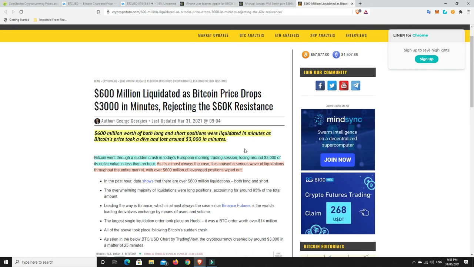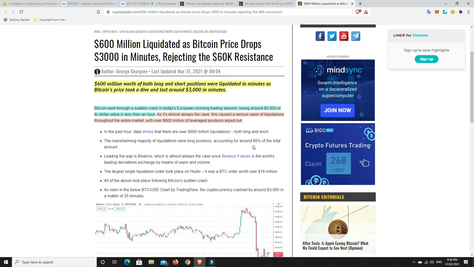All right, last but not least. So the flash crash that we just had, I do think there's definitely some manipulation going on there. I think the miners, some whales most likely, and some exchanges have probably got together and boom, just wiped out a whole stack of longs and even some shorts. Because you can see here, $600 million worth of both long and short positions were liquidated in minutes as Bitcoin's price took a dive and lost around $3,000. Bitcoin went through a sudden crash in today's European morning trading session, losing around $3,000 of its dollar value in less than an hour. This caused a serious wave of liquidations throughout the entire market, with over $600 million of leveraged positions wiped out.